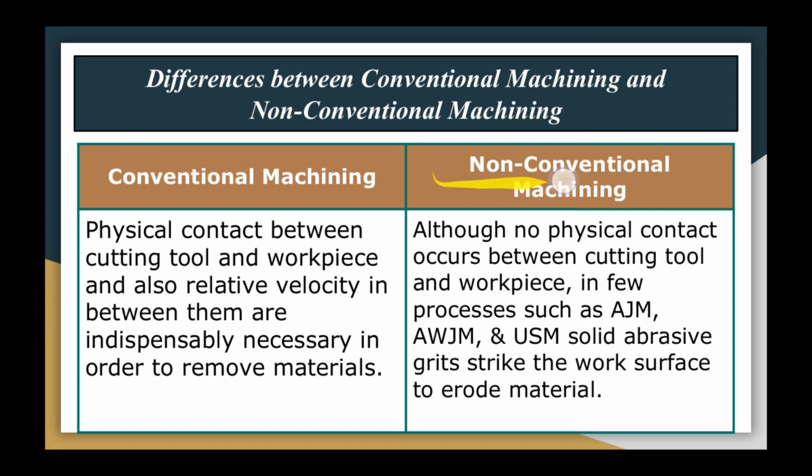In case of non-conventional machining, although no physical contact occurs between the cutting tool and workpiece, in a few processes such as abrasive jet machining, abrasive water jet machining, and ultrasonic machining, solid abrasive particles strike the work surface to erode the material.